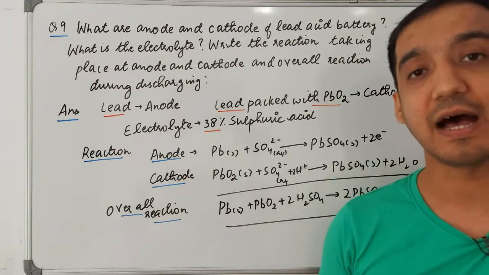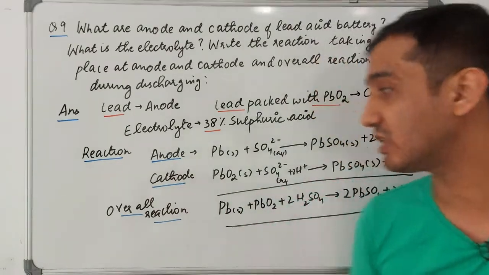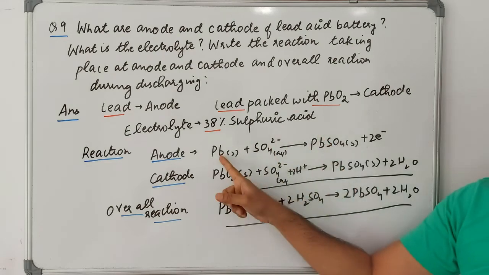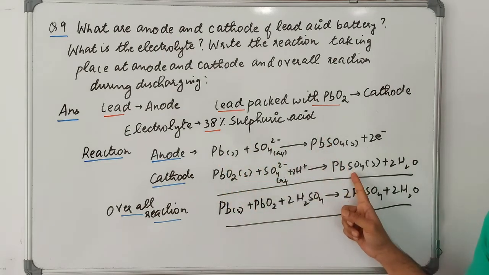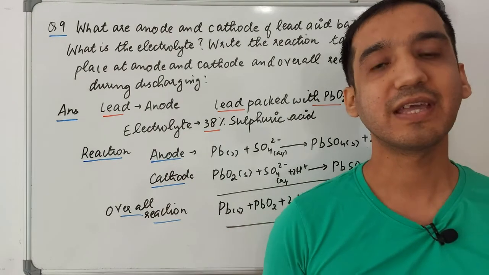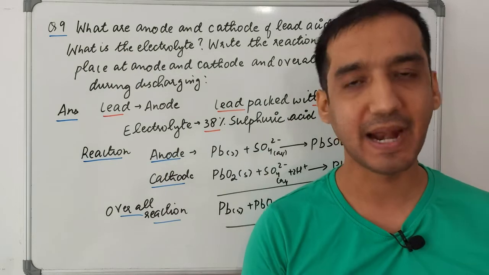And if they ask you what happens during the charging of the battery, during charging, the reverse reaction happens. So PbSO4 will convert into Pb, and PbSO4 at the cathode converts into PbO2, and this type of battery, where we can discharge and again charge, is called a secondary battery.